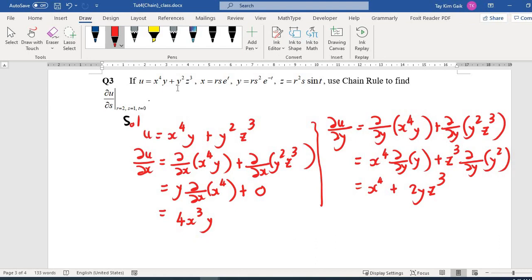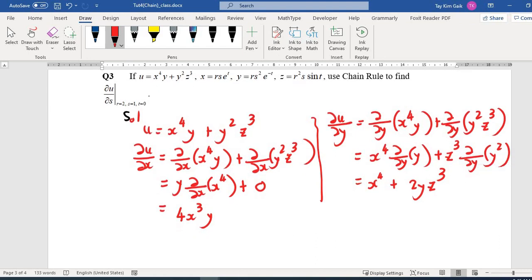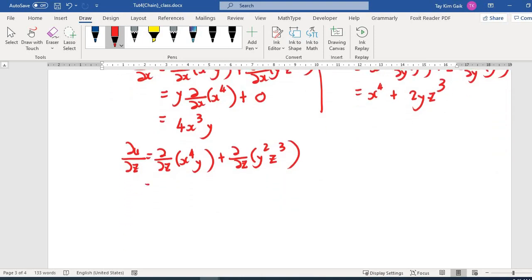Okay, u is a three-variable function, so you can find ∂u/∂z. For ∂u/∂z, you take ∂/∂z of x^4 y plus ∂/∂z of y^2 z^3. When differentiating with respect to z, x and y are constant, so the first term is 0. For the second, y^2 is constant, so factor out y^2, and then ∂/∂z of z^3 is 3z^2. So 3z^2 y^2.